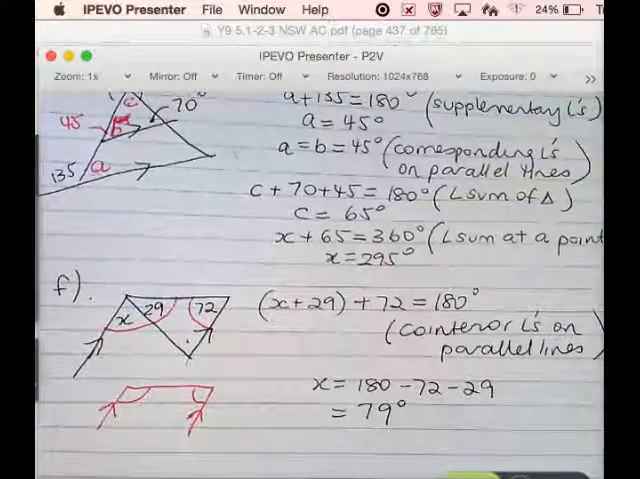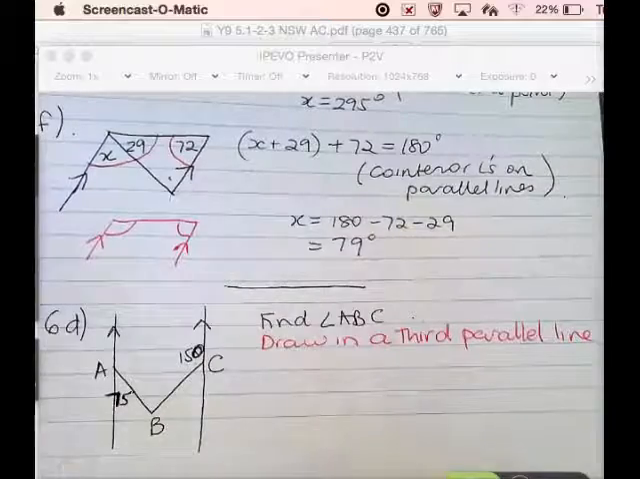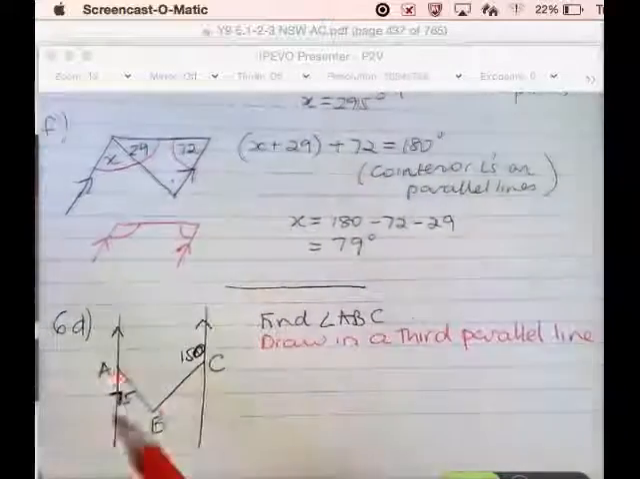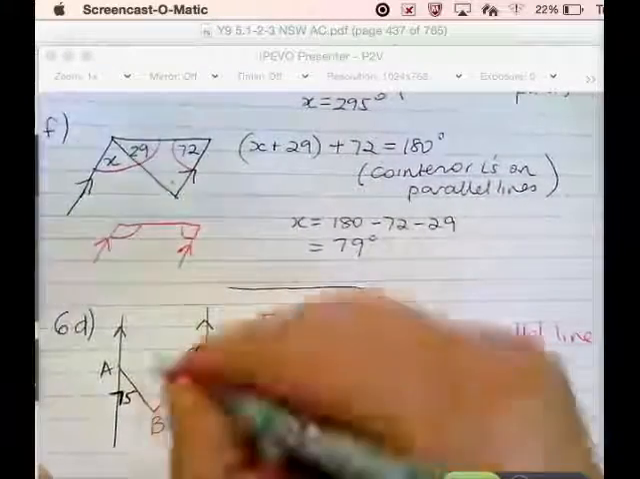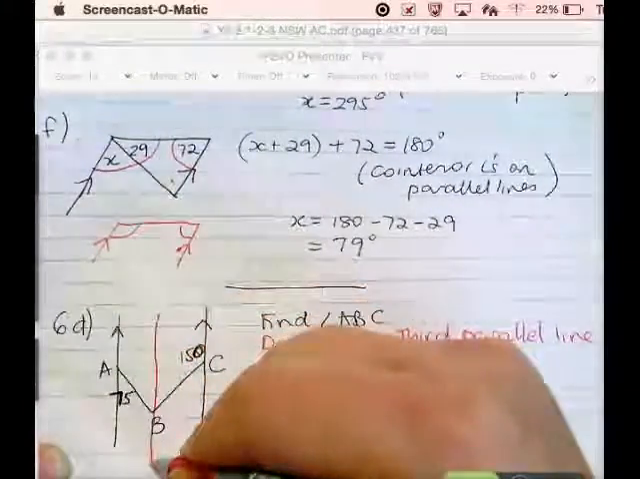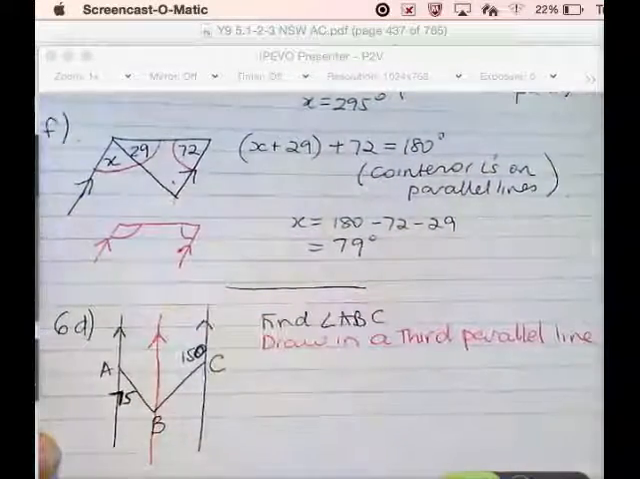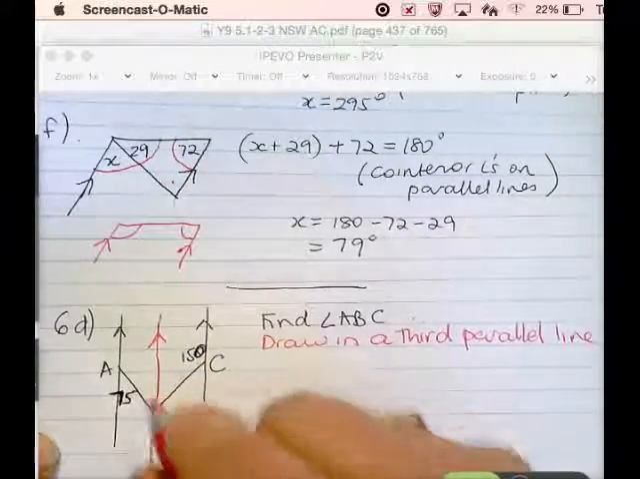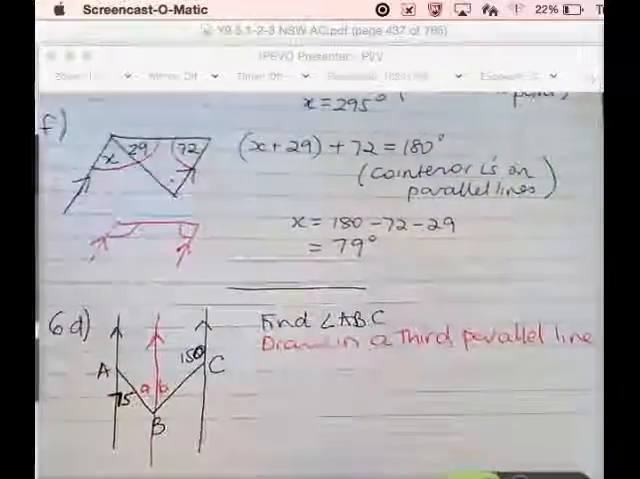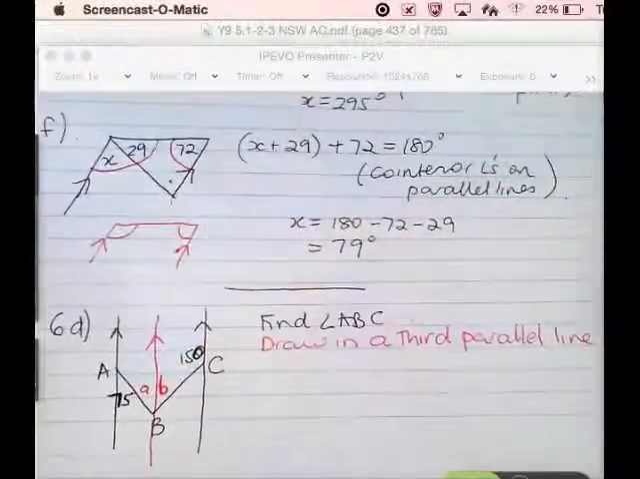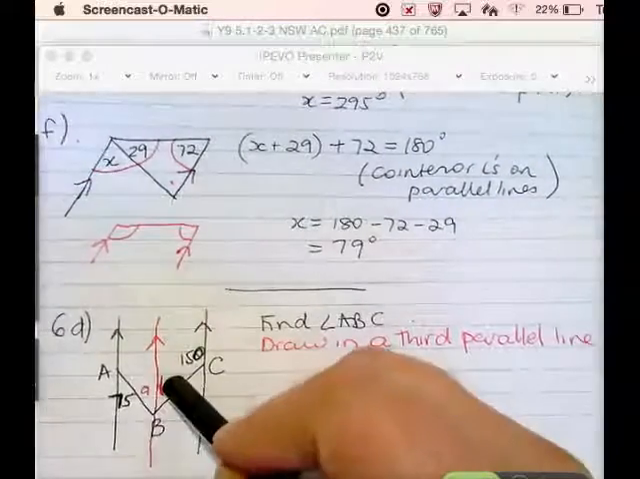Now, girls, question 6D. Find angle ABC. To do this type of question where you've got parallel lines, you need to draw in a third parallel line. Now, I'm going to draw in a third parallel line. I don't have to. I can now just put a little a and a little b there, or a little x and a little y if I want. So I think it's easier and less writing if you put the pronumerals in.